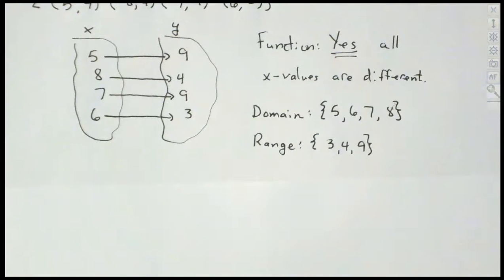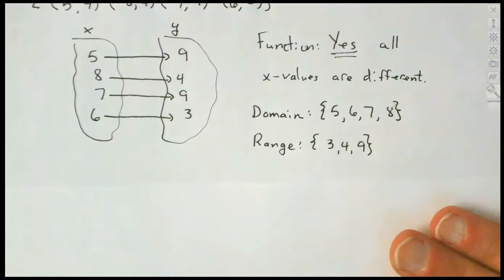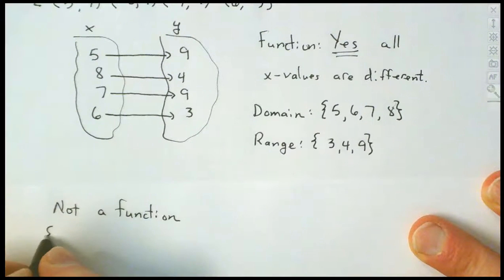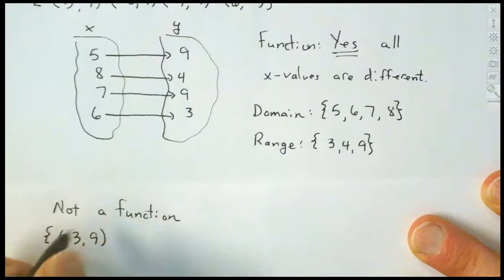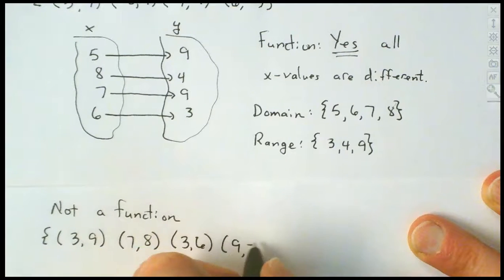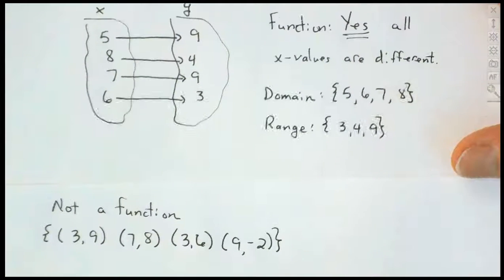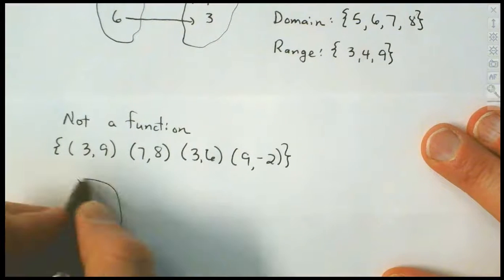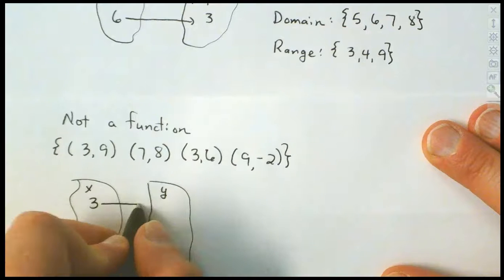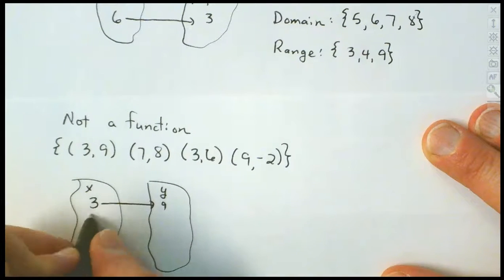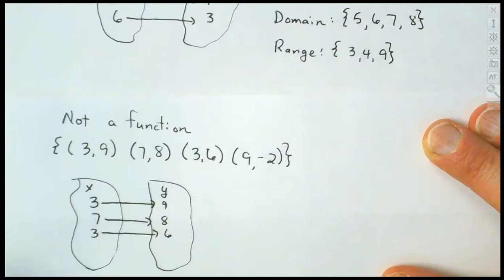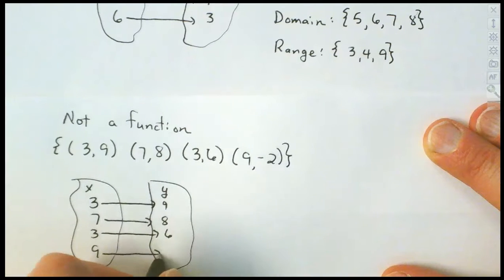So now let's look at one that is not a function. So this one's not going to be a function. I'm going to, again, give you ordered pairs. Let's say (3, 9), (7, 8), (3, 6), and (9, -2). X values, Y values. So we've got 3 maps to 9. 7 maps to 8. 3 maps to 6. And 9 maps to negative 2.